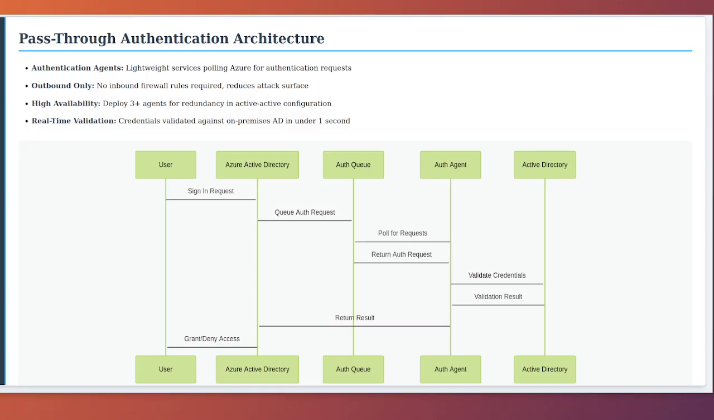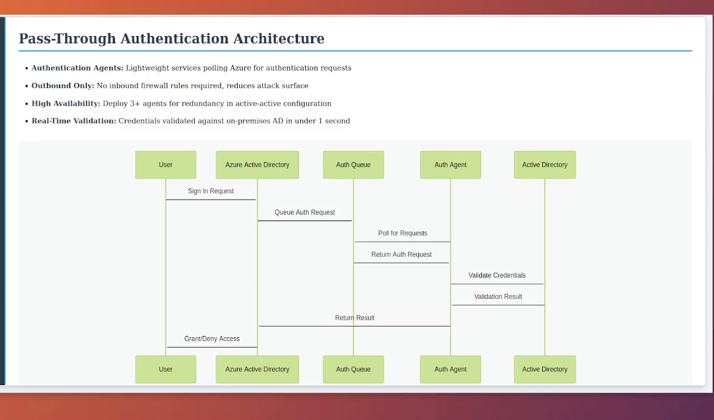The agents also implement throttling and lockout policies to protect against brute force attacks. High availability is achieved by deploying multiple authentication agents. Microsoft recommends installing at least 3 agents for production environments to ensure continuity of authentication services during maintenance or unexpected outages.